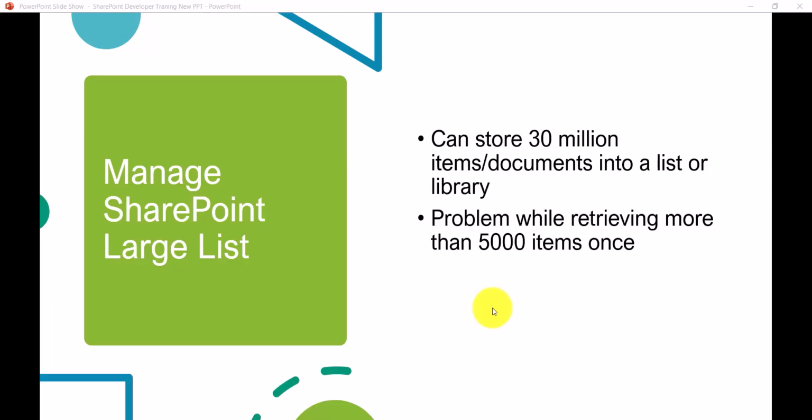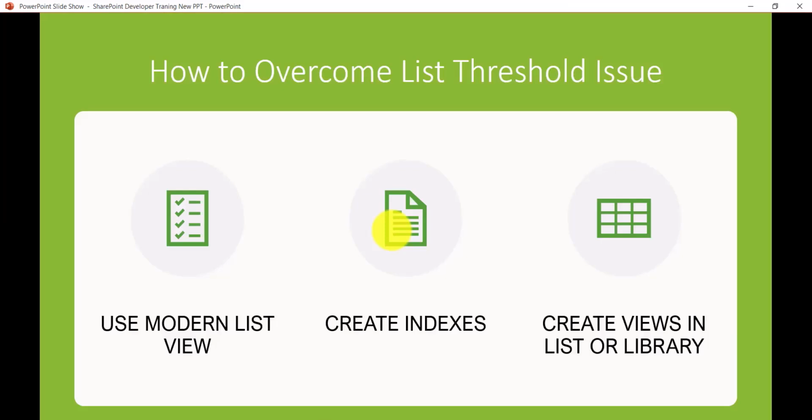So now we will see what are the things that you can do, how we can overcome this list threshold issue. Two things are there. One is the classic approach. In fact, three things are there. One is the classic approach. The other one is the modern experience, and the third one is when you are using the on-premises version. In the on-premises version, you actually have the control.